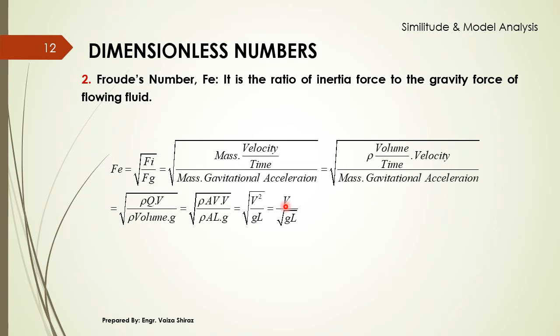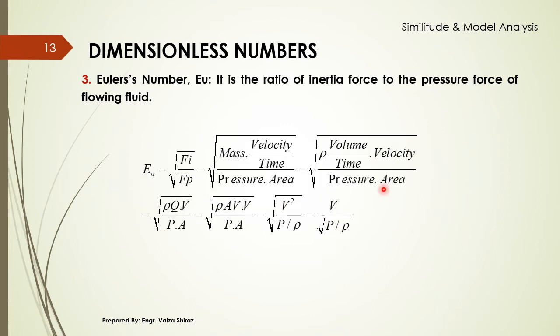Second one is Froude's number. It is the ratio of the inertial force to the gravity force of the flowing fluid, and on a similar basis this equation can be simplified to give the final relation, V over square root of g L. Next we have the Euler number. It is the ratio of the inertial force to the pressure force of the flowing fluid, and the final relation is V over square root of P over rho.